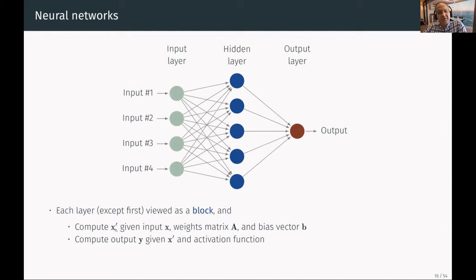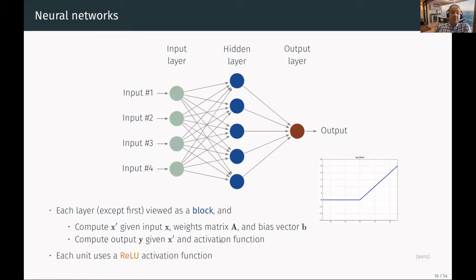We compute first an intermediate value x prime, given x and the weight matrix and some bias. And then we compute the outputs given the intermediate value and some activation function. We are going to describe how this can be done with the ReLU activation function, which, as shown in the previous talk, is widely used. And so this is how we view the ReLU activation function.